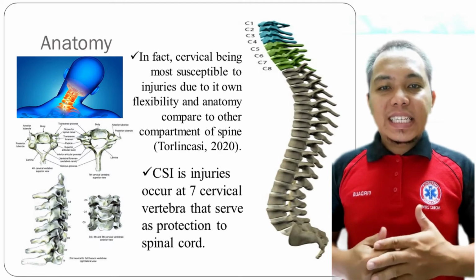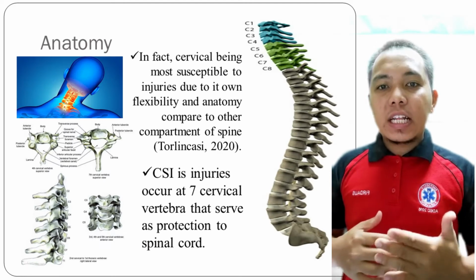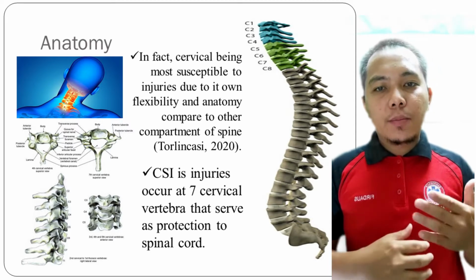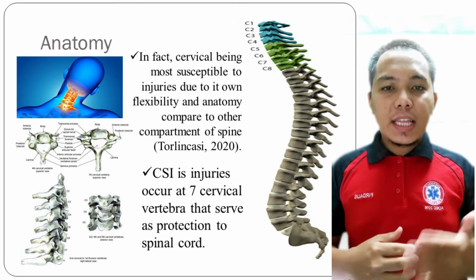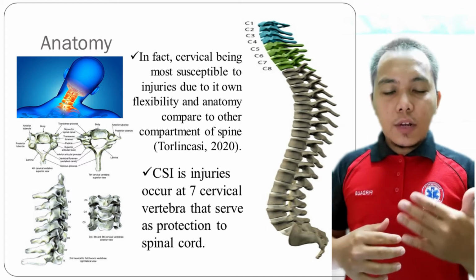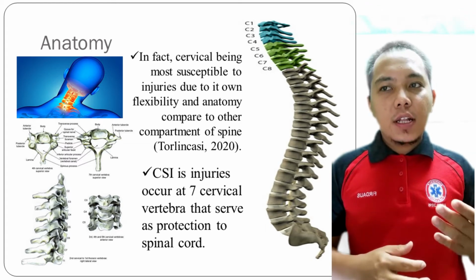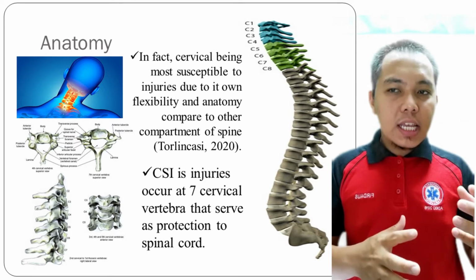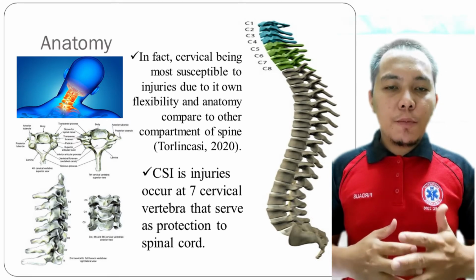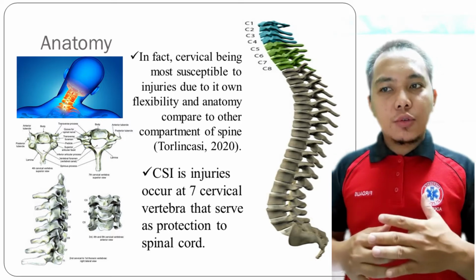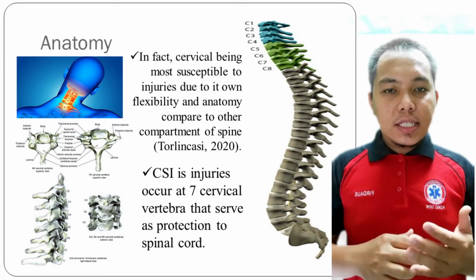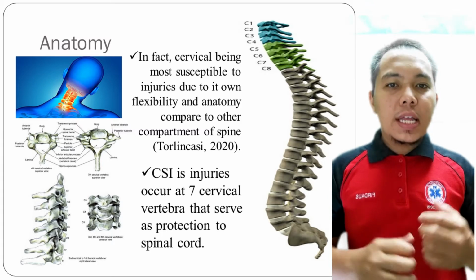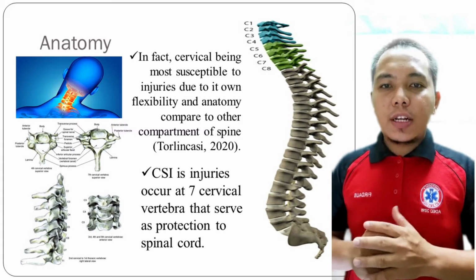Cervical spine injury is about the cervical anatomy. The cervical spine is located on the top of the vertebral column, which consists of 8 cervical vertebrae. In fact, the cervical spine is susceptible to injury due to its flexibility and anatomy compared to other compartments of the spine, according to Tolikasi 2020. CSI is injury occurring at the 7 cervical vertebrae that serve as protection to the spinal cord.